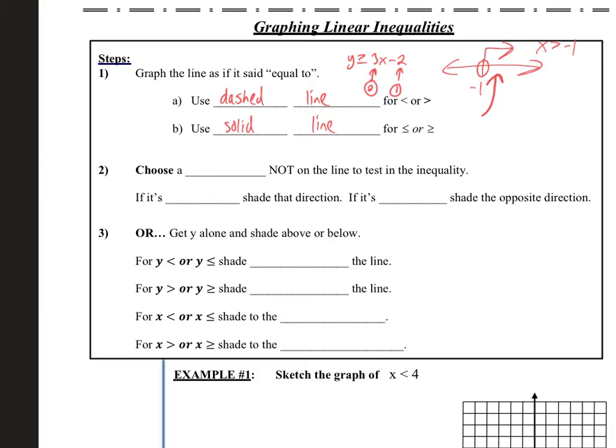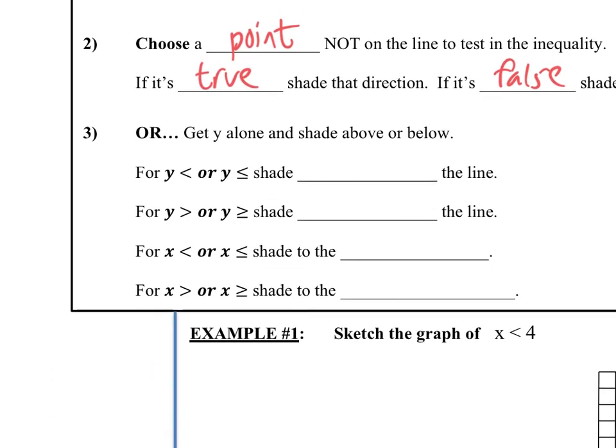So number 2 is you're going to choose a point not on the line to test an inequality. And if it's true, you shade that direction. And if it's false, you shade the opposite direction. But that's kind of similar to what we did with the other inequalities before. But I don't like that method all that much. I think the method that we're going to use is down here, which is a little bit better, okay?